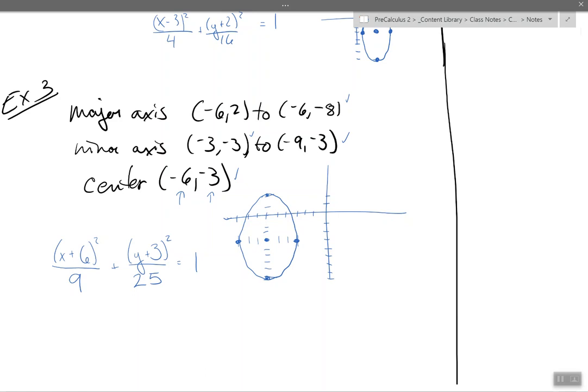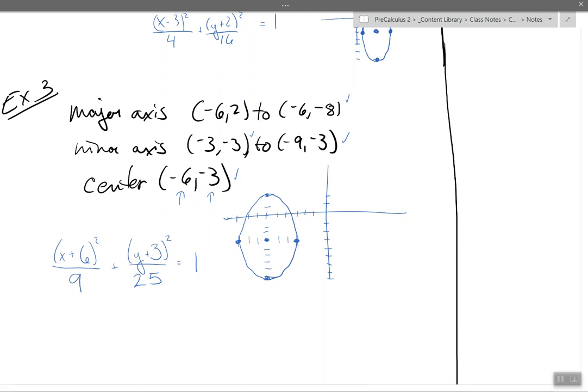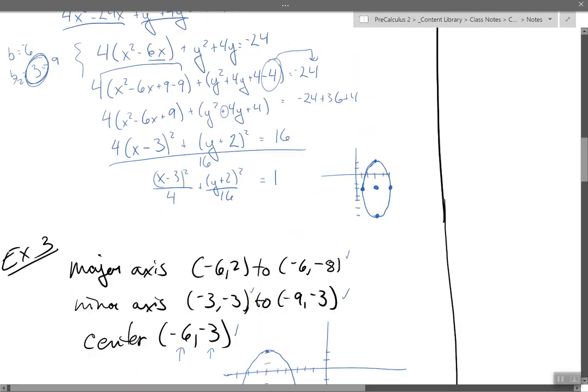When it gives us major axis, what they're really giving us are the coordinates of the vertices. When they give us minor axis, they're giving us the coordinates of the covertices. So we already have major, we already have minor, we already have center, we already have what A and B are. So the only thing we're really missing on this is the C value, which gives us the foci.